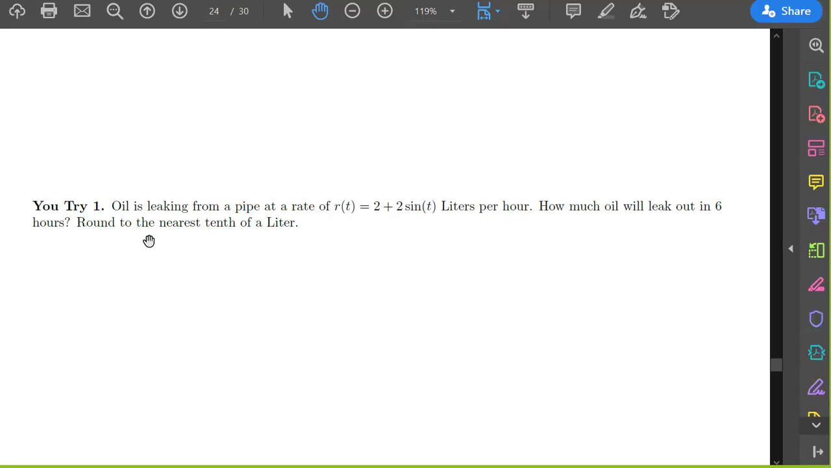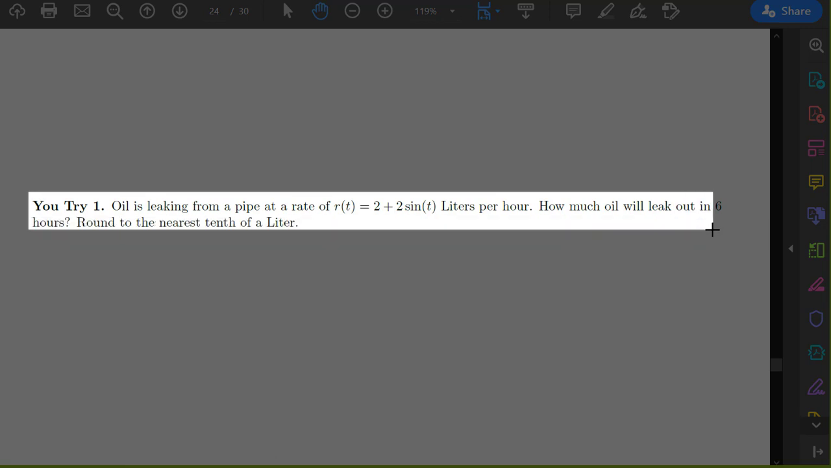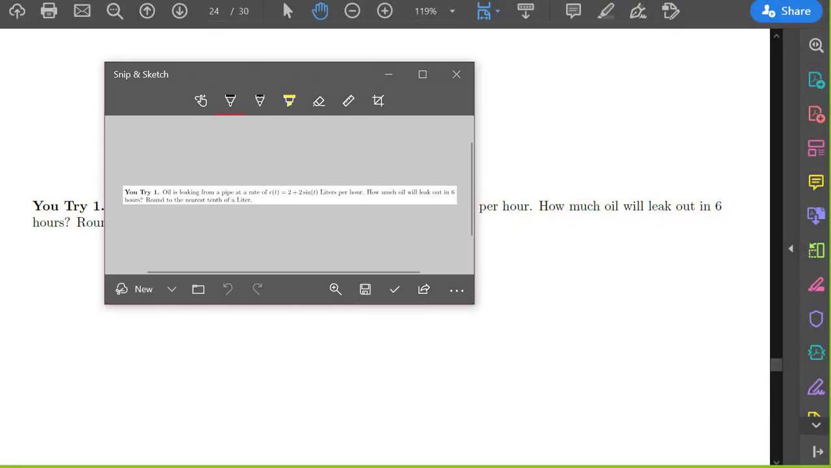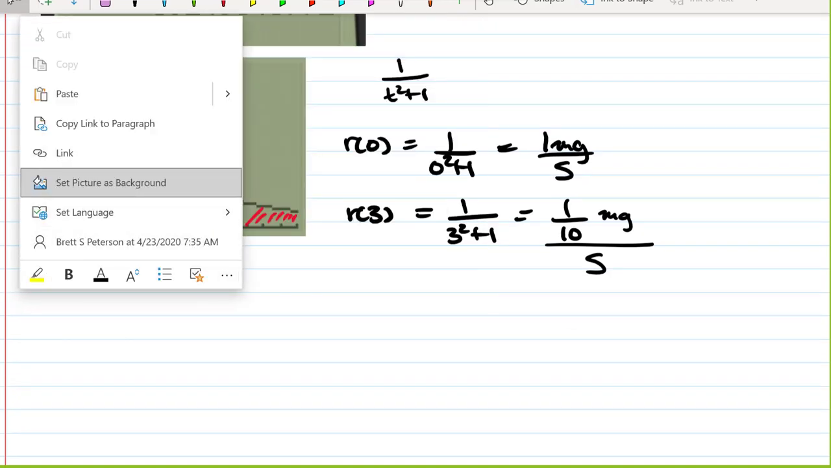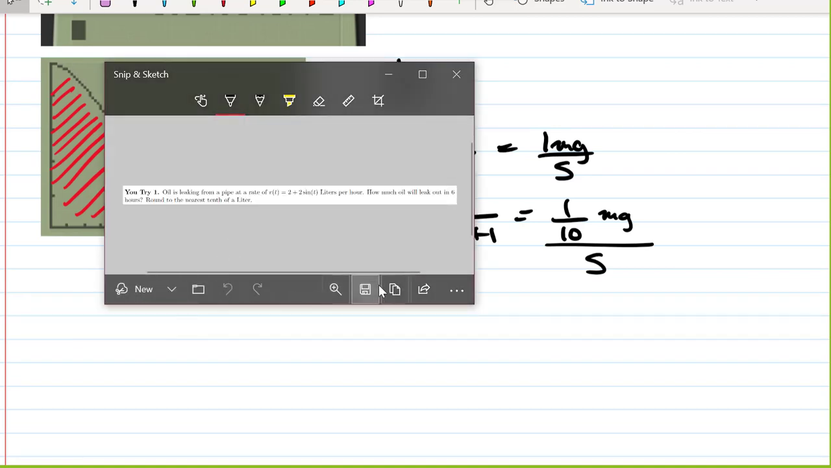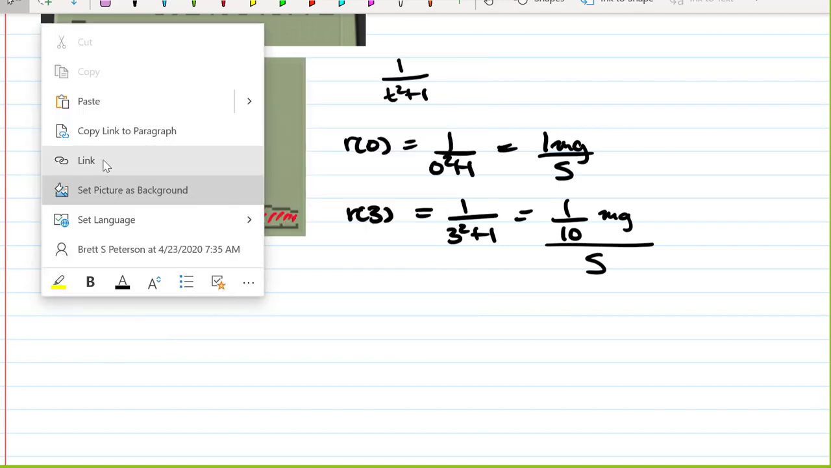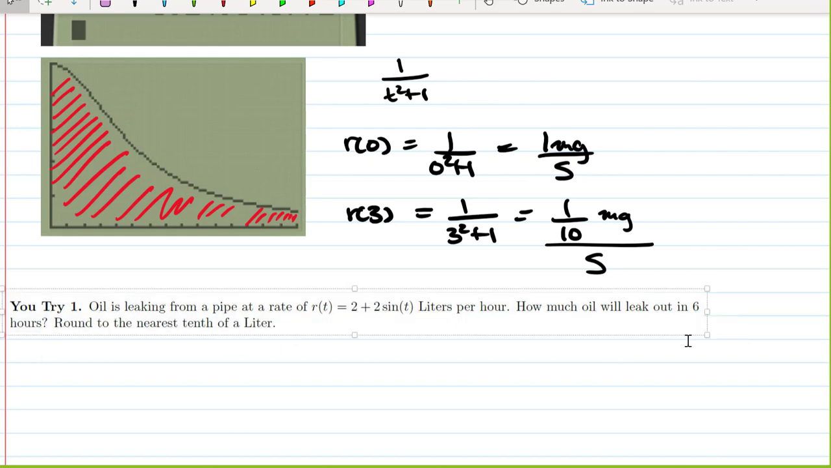All right, so now it's time for your you try. So your you try reads as follows. It says, oil is leaking from a pipe at a rate of 2 plus 2 sine t liters per hour. How much oil will leak out in 6 hours? Round to the nearest 1/10 of a liter.